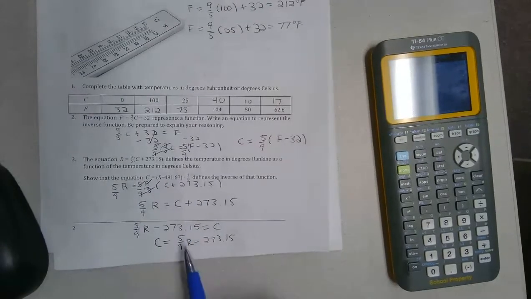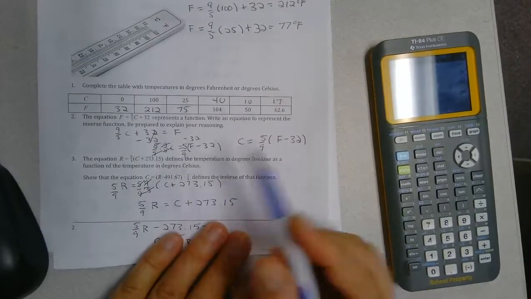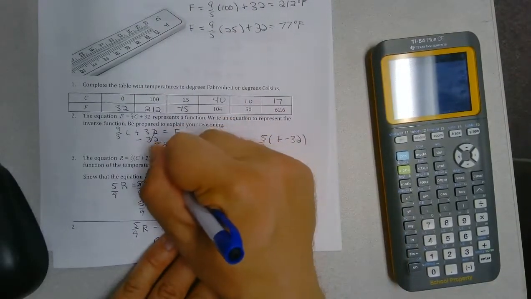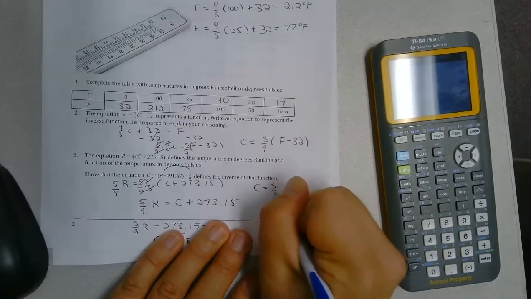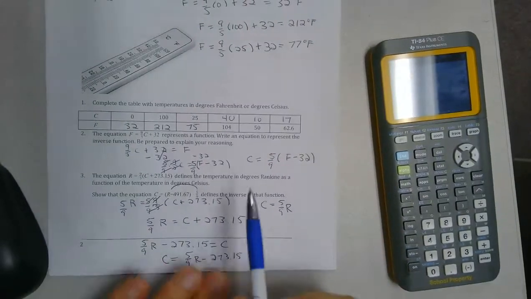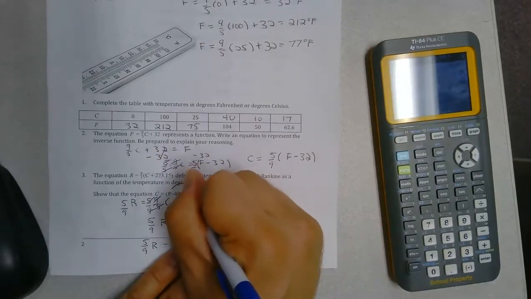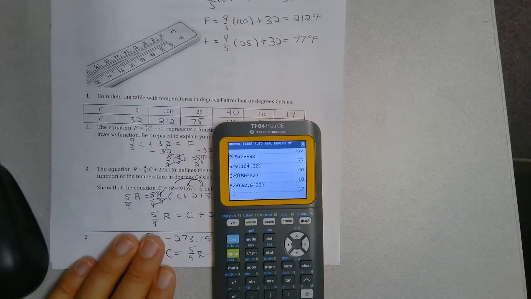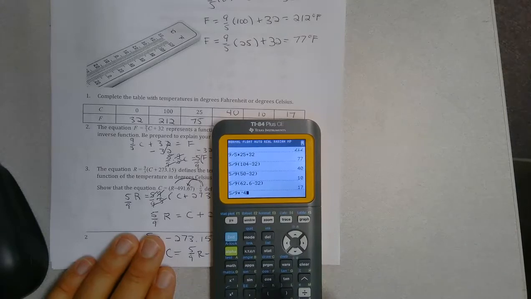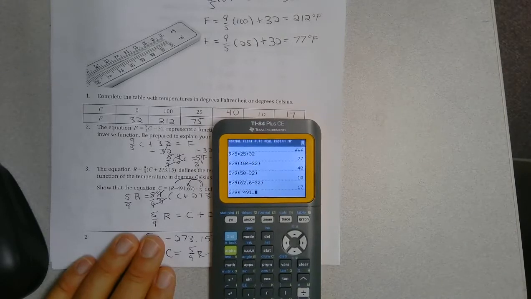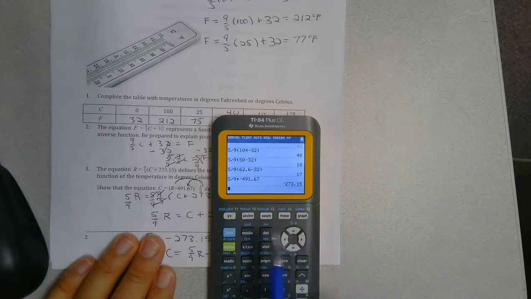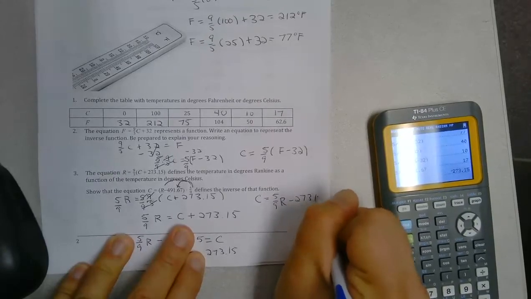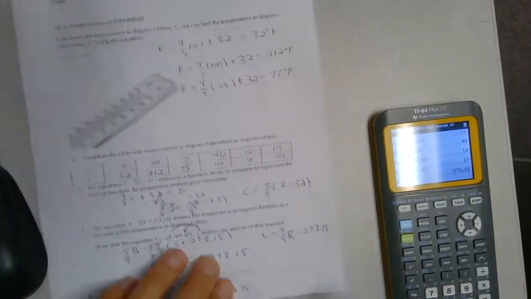Now, if you notice, it does not match this equation. So to show that it would, we have C equals, and what I'm going to do is just distribute this. So we would go 5/9 times R. So far, it's looking familiar. And then we go 5/9 times negative 491.67. So here, 5 divided by 9 times negative 491.67, and it's negative 273.15. So if you notice, those two equations match.